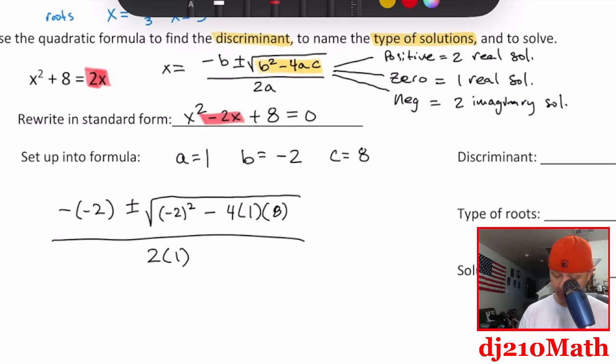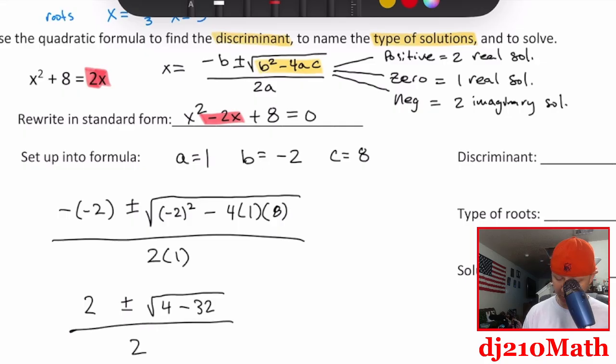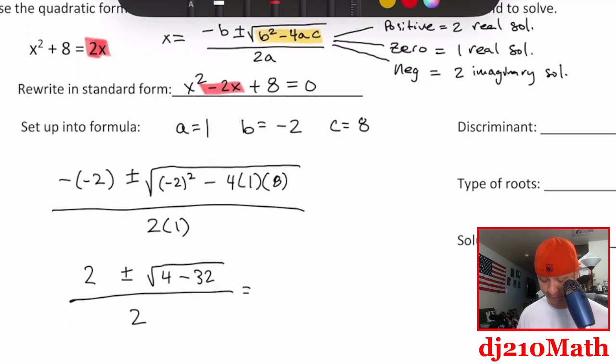So if we start simplifying, we get 2, right, because negative times negative, plus or minus the square root of what? 2 squared is 4. Negative 2 squared is 4. And then 4 times 8 is 32. All over 2. This simplifies one more time.